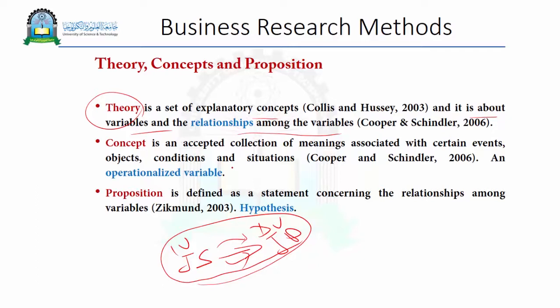The second one is the concept. The concept is mostly the variable itself, an operationalized variable, the variable that can be operationalized in a way that it can be measured, so it can contribute to this model or to this theory. The proposition is what we call the hypothesis, which is a defined statement concerning the relationship among variables. So here we can hypothesize that there is a significant impact of job satisfaction on the job performance.